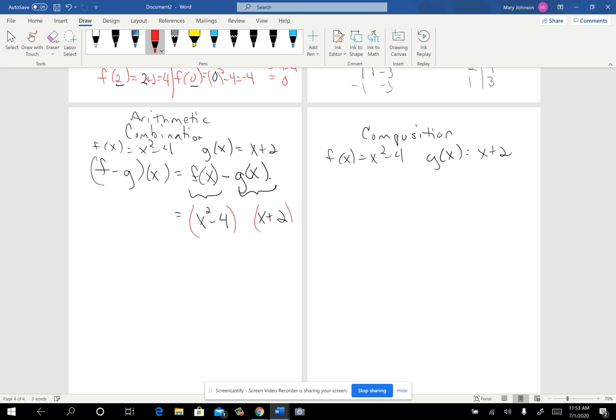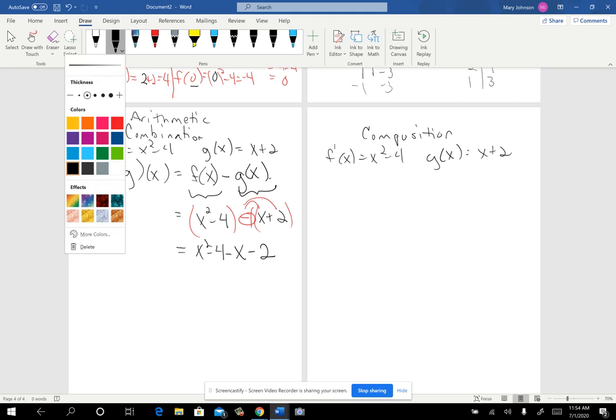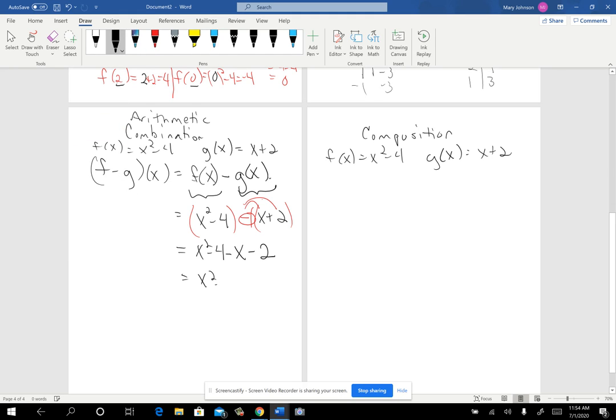What you got to watch out about, I did one of the harder ones, is that I was subtracting those, and the g function has two terms. So don't forget about things like distributing that -1. So this would be x squared minus 4 minus 1x minus 2. And then I would just combine my like terms to get it all simplified. And that would be the new rule that I created. Okay, that was my f minus g of x.